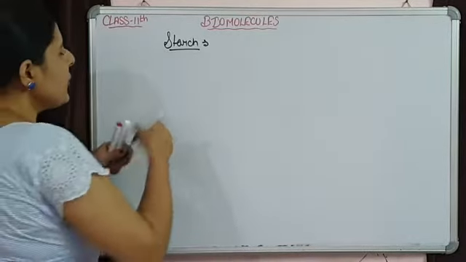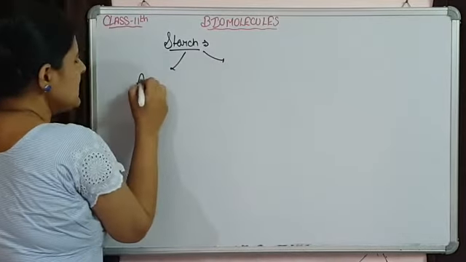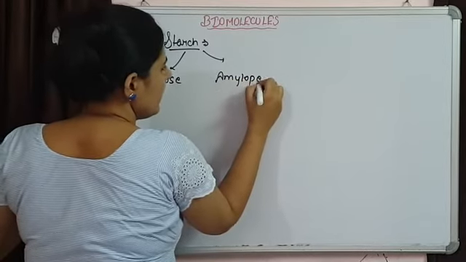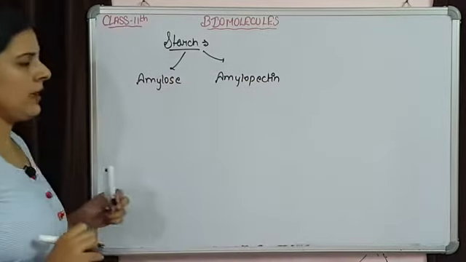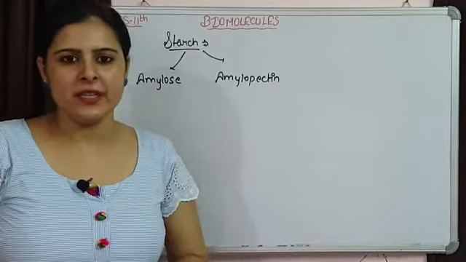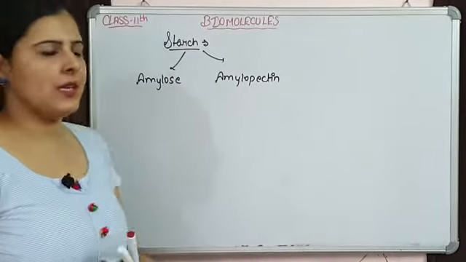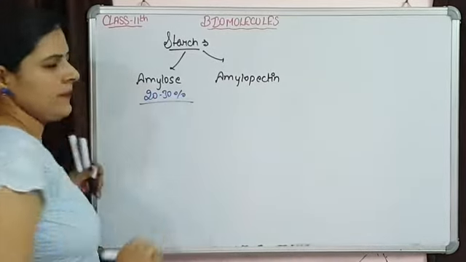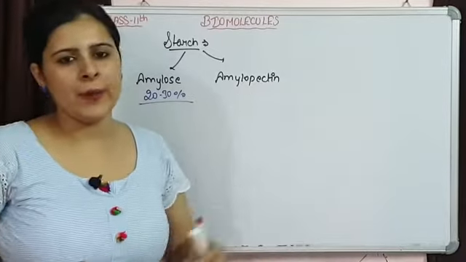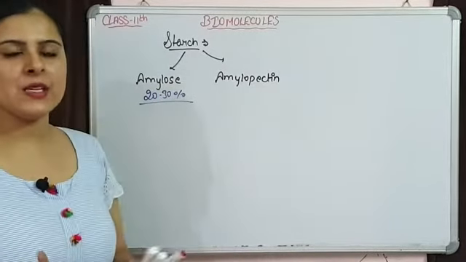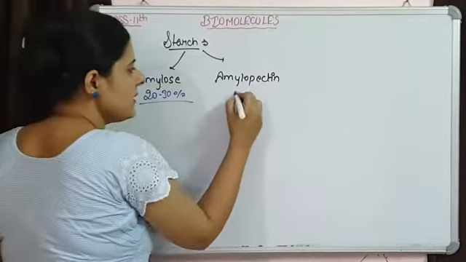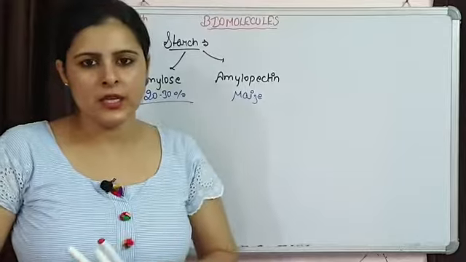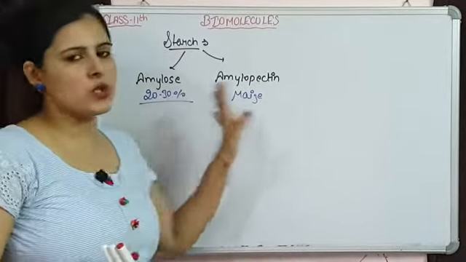This starch is made up of two components. One is amylose, starch has two components, amylose and amylopectin. The concentration of both also varies. In general, amylose is 20 to 30% and the rest is amylopectin. But there are many plants, like maize, which only have amylopectin; amylose is not there. So the concentration is going to vary.